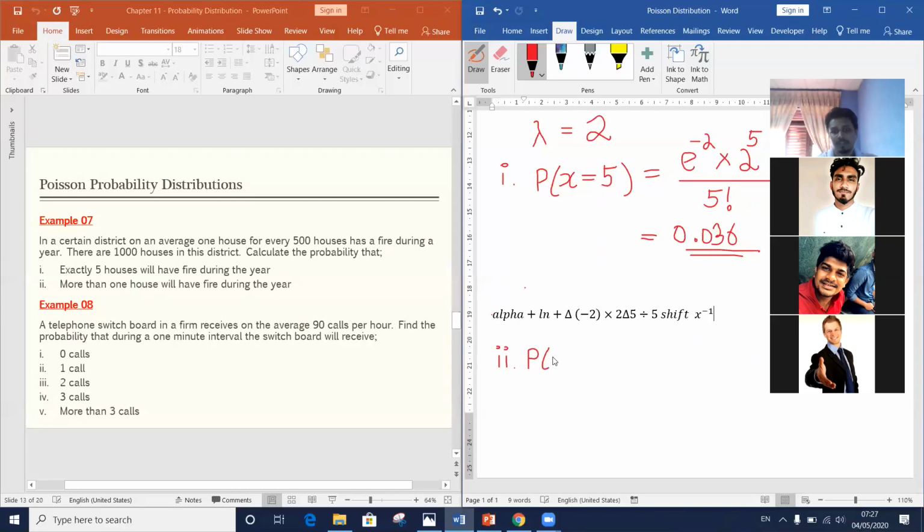Probability of, then what should be the x value here? x greater than 1, right?